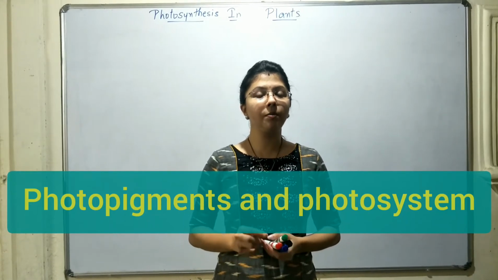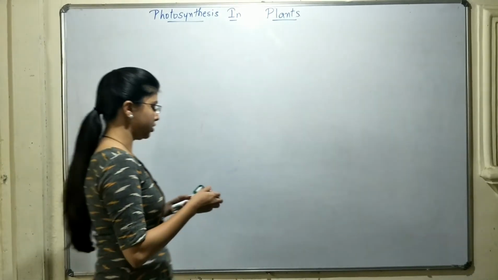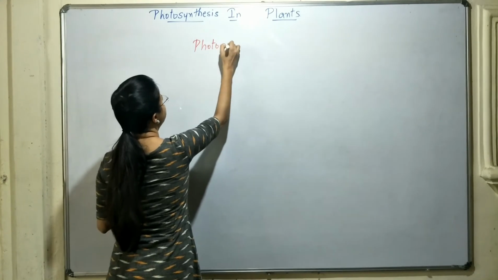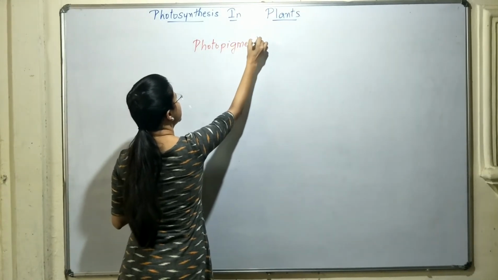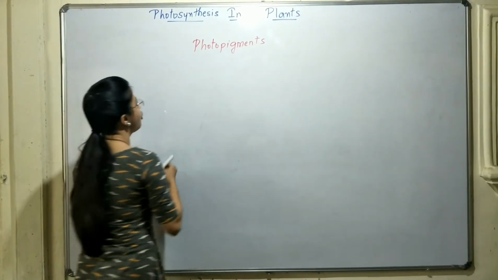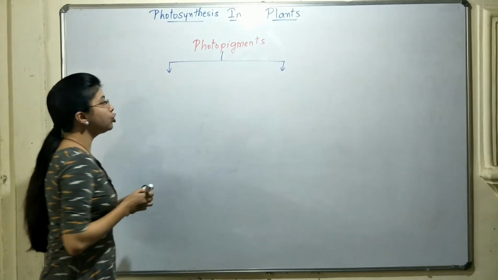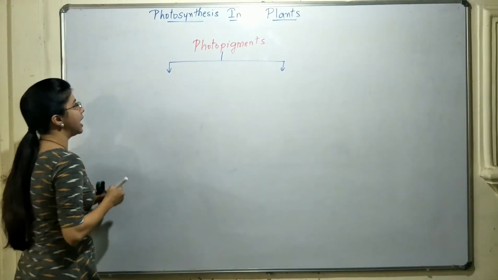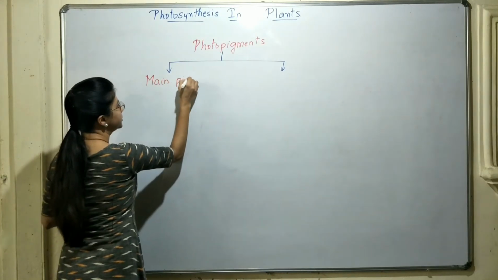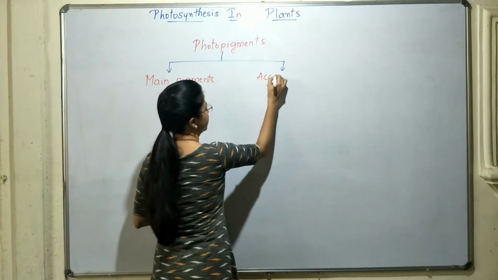Let us discuss which pigments are involved in carrying out this process of photosynthesis. So let us discuss first about the pigments. And since these pigments are involved in trapping of the light, they can be termed as the photopigments. Broadly classifying, the photopigments can be classified as the main pigments and the accessory pigments.